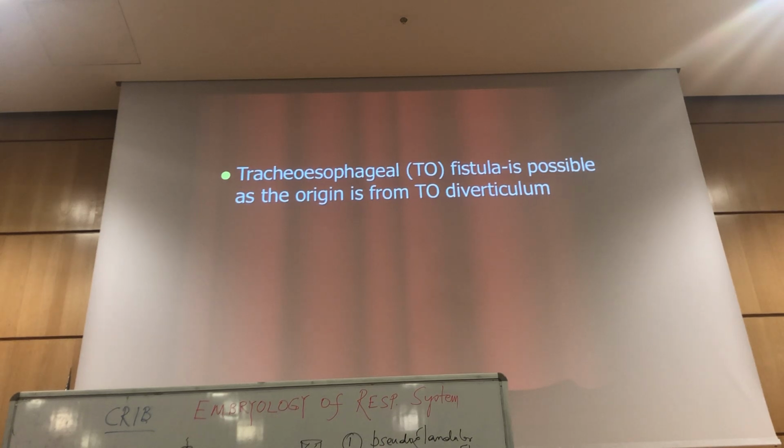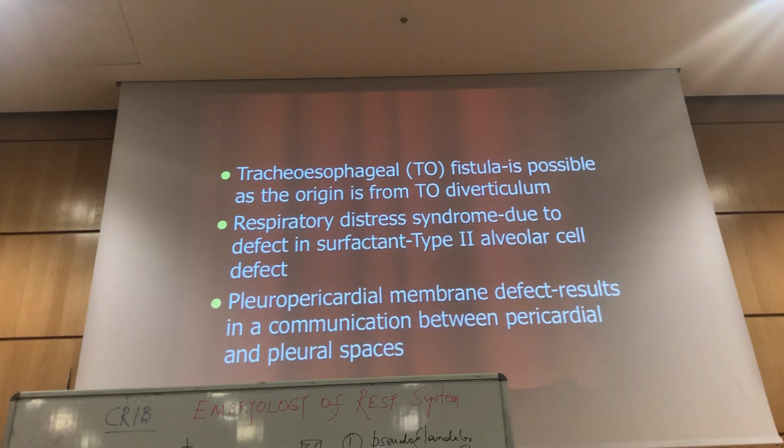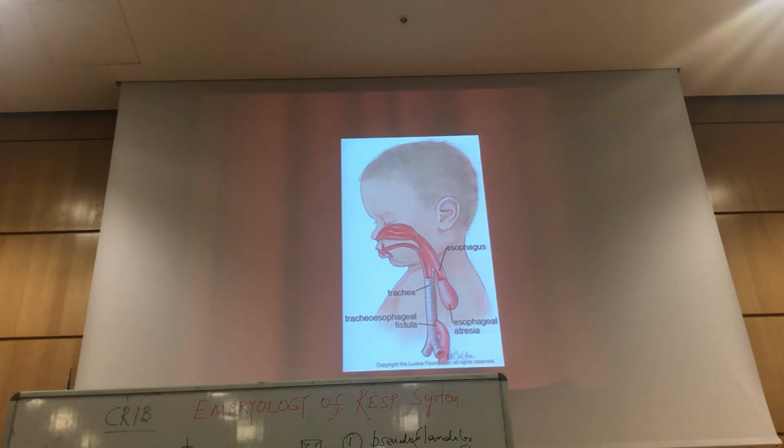So now I'm going to show you tracheoesophageal fistula, the diagram I made earlier, and also the respiratory distress syndrome due to type 2 alveolar surfactant deficiency. I already explained both of them. These are the two clinical scenarios. And forget about the third one. Now this is the one I drew earlier. Which diagram is better? This one I drew earlier.